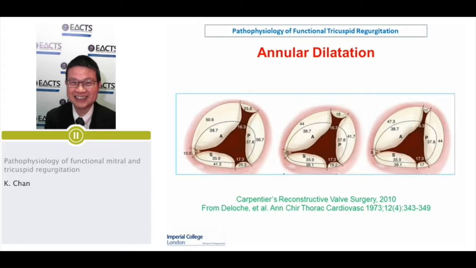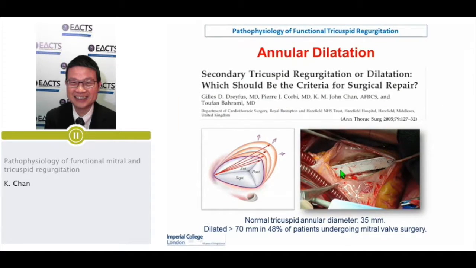The tricuspid annulus dilates predominantly in the anterior segment and the posterior segment. In this study by Deloche, it dilates more in the posterior segment than the anterior segment. It dilates a bit as well in the septal annulus, but less so. If we were to systematically examine every patient coming for mitral valve surgery, up to half of these patients are reported to have tricuspid annular dilatation, as shown in this study, a dilatation above 70 millimeters.